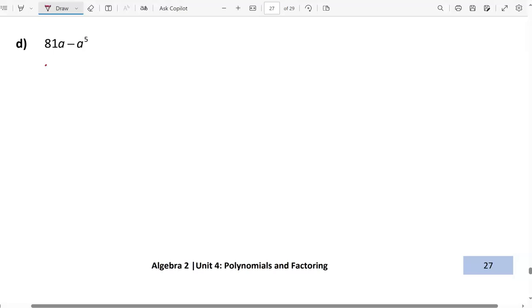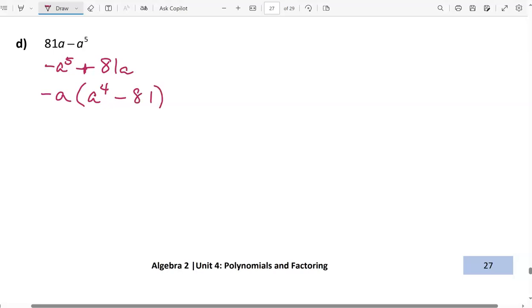So we need to reorder the terms so that the a to the 5th term comes first. Remember to bring the signs on the left of each with them. So that means that the 81a is positive and the a to the 5th is negative. Since the lead term is negative, I'll factor out a negative GCF. So factor out negative a. That leaves us with a to the 4th minus 81.